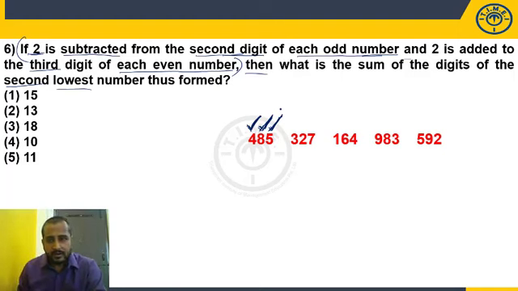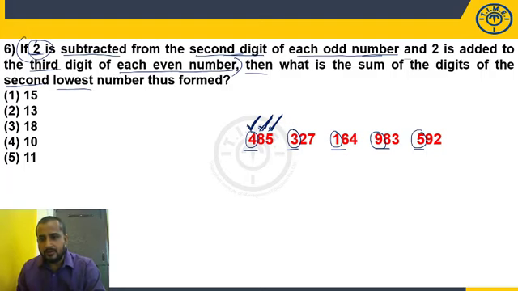Now here, for the second lowest number, look at 4 3 1 9 5. Whether you subtract 2 from the second digit of each odd number or add 2 to the third digit of each even number, there will not be any change in the hundreds digit, right? And if you observe these 5 numbers, no 2 digits in the hundreds positions are the same. So there is no problem. So what is the second lowest number? The lowest number is 164 and the second lowest number is 327. Clear?